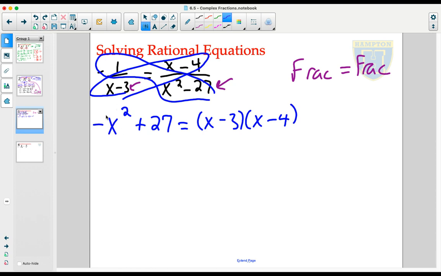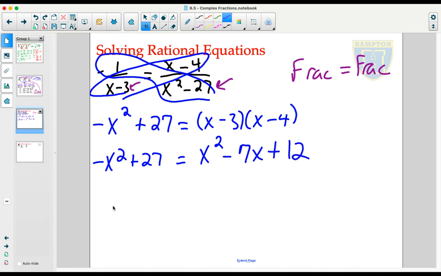The presence of this x squared, again, tells me that I want to push everything to one side. I'm going to try to factor at the end, and I'm going to try to solve the small equations using the zero product property. So we have negative x squared plus 27. This becomes x squared minus 7x plus 12. And push all those terms over. We get negative 2x squared plus 7x plus 15 is equal to 0.